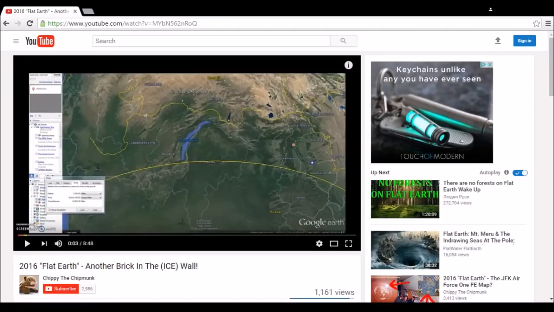Alright, ladies and gentlemen, this is actually by Chippy the Chipmunk. 2016 Flat Earth, in quotes, another brick in the ice wall. On Google Earth, ladies and gentlemen, there seems to be a very large indicator of basically how they've overstretched what actually exists, and how this relates to flat Earth, and probably where the actual ice wall would start if they were to show an actual map of an Earth rather than the globe as presented by the globalists, who are basically ruining this world. So this is a real situation here, ladies and gentlemen. This is not conspiracy or conjecture.